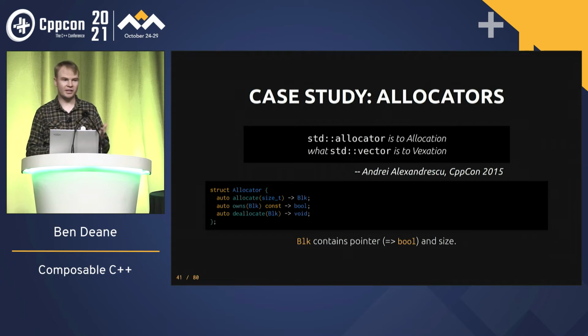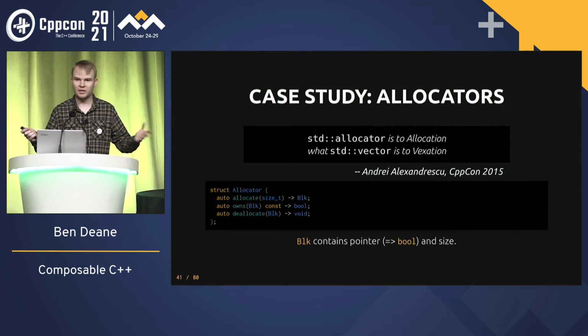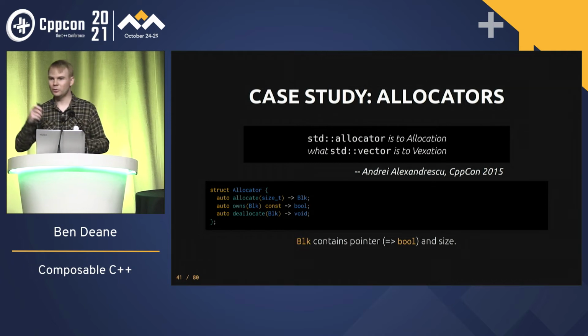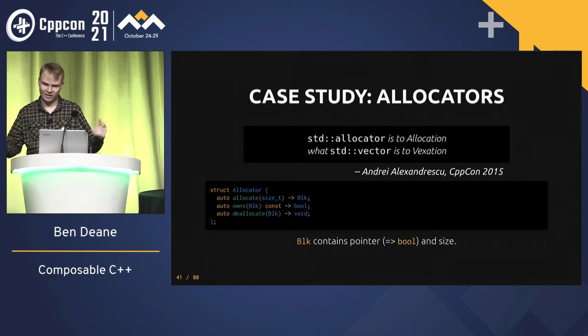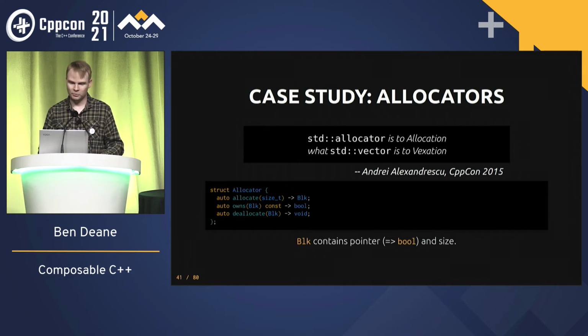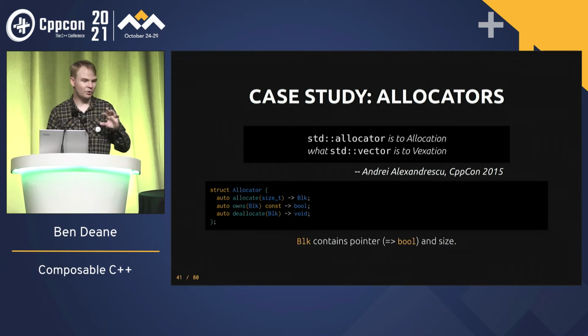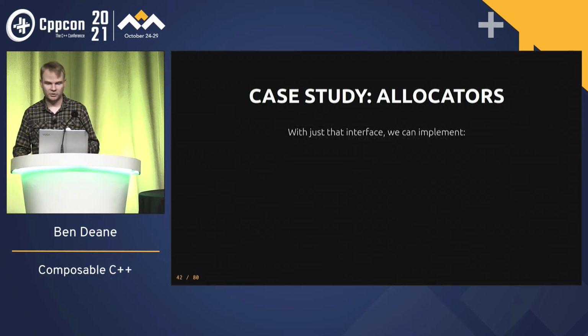Now, the pointer here, guess what the pointer is? It's doing the job of bool. A null pointer or a non-null pointer is exactly like a bool, false or true. The pointer is valid or it isn't. And with just this interface, Andrei is able to create a bunch of different allocators.